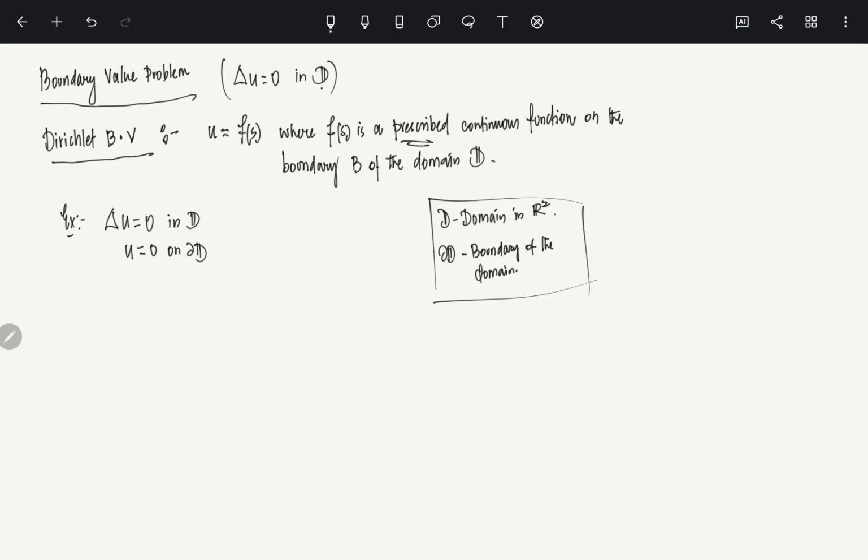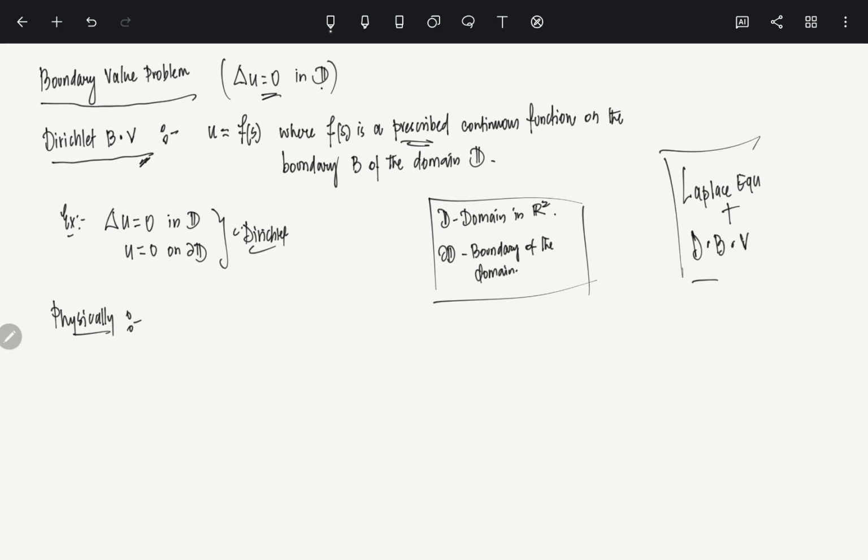So what does it physically mean? Just get an idea of it. The physical interpretation. The solution of this problem is called a Dirichlet problem. Not only with 0; you can change 0 to any f and it's still called that. So this problem, the Laplace equation along with boundary values, that is, the Laplace equation plus the Dirichlet boundary values, is called the Dirichlet problem.